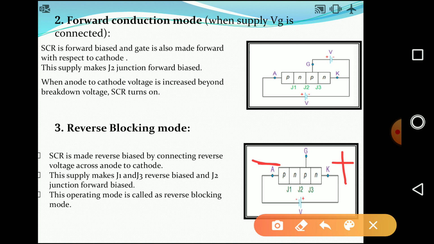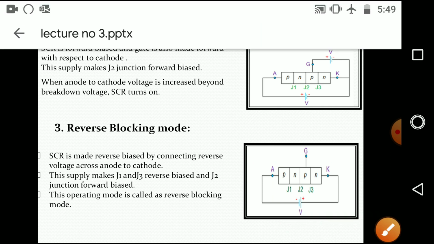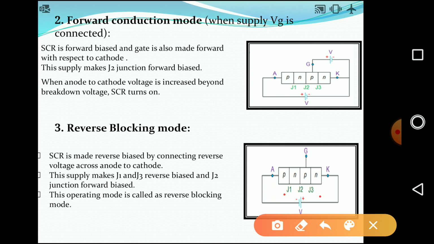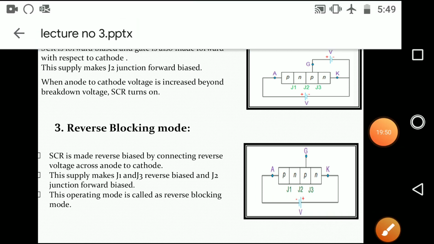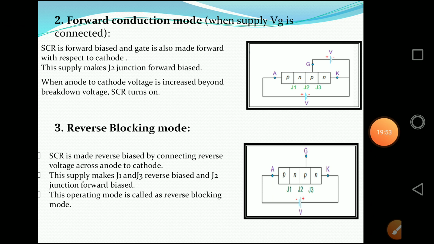So when reverse voltage is connected from anode to cathode, the junctions J1 and J3 are reverse biased, which makes the J2 junction forward biased here. During the reverse biasing condition, J1 and J3 will develop a depletion layer. So J2 is forward biased, so there is no construction of a depletion layer.